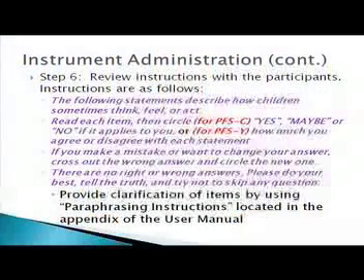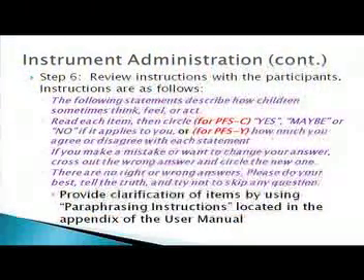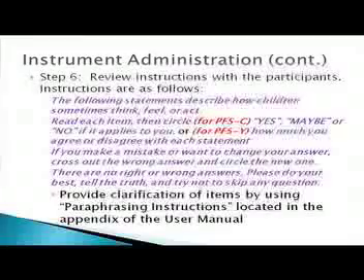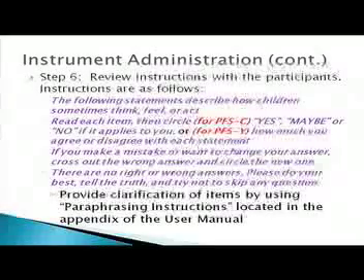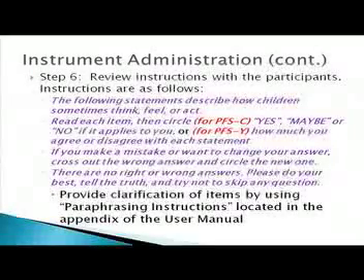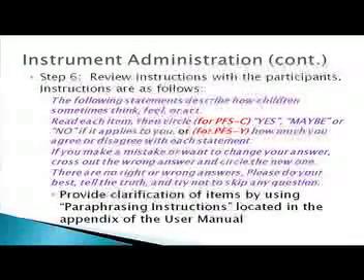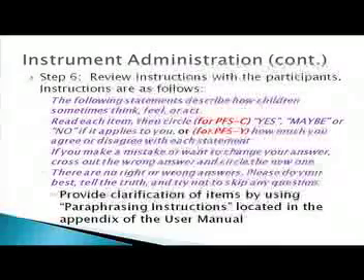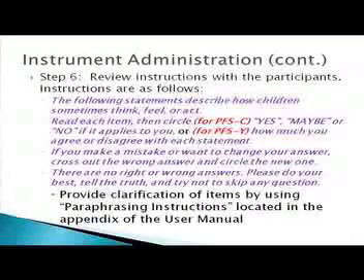Step 6, review the instructions with the participants. Instructions are as follows. The following statements describe how children sometimes think, feel, or act. You read each item and then circle for the PFSC. The response categories are yes, maybe, or no. For the PFSY, the response categories are strongly agree to strongly disagree. If you make a mistake, it instructs them to just go ahead and cross it out and then circle the new answer.